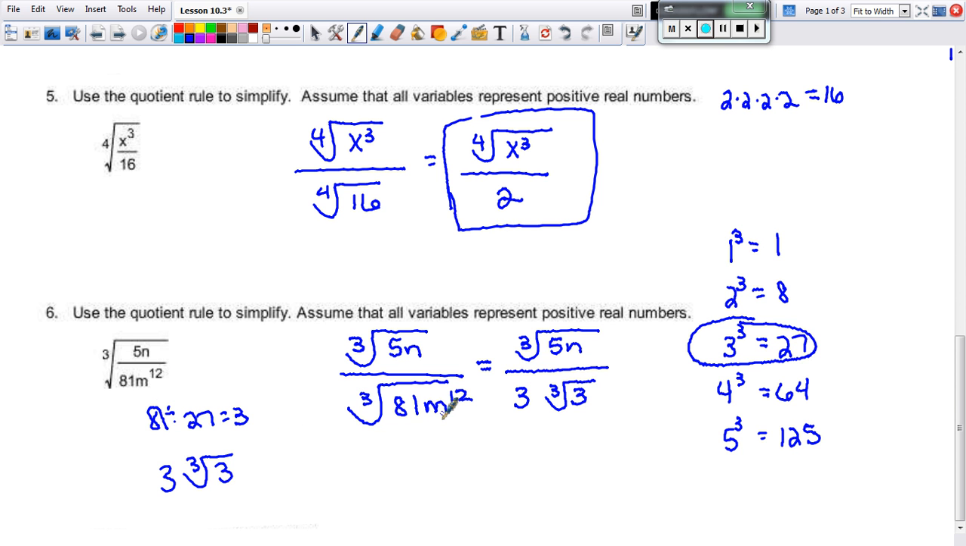Now for my letter, for my m to the 12th, you divide. 12 divided by 3 is 4. I didn't leave myself enough space, so let me start over again with that. Okay, so I've got 3 times the cubed root of 3, and for my m's, 12 divided by 3 is 4, so I can take those outside. So this is the answer to that one.